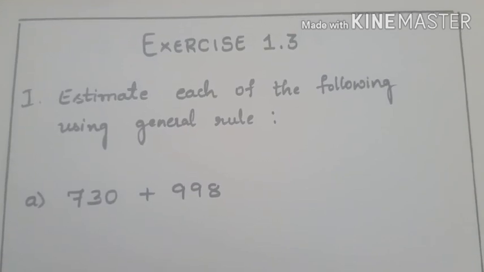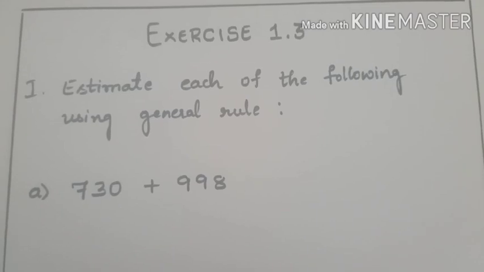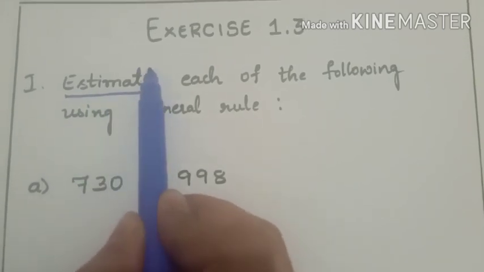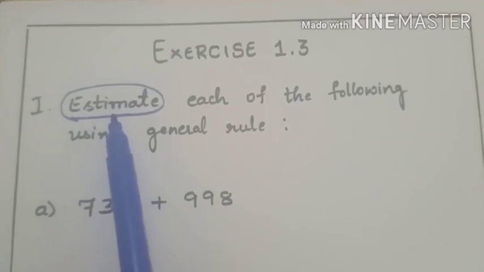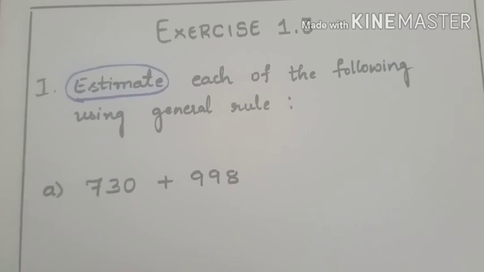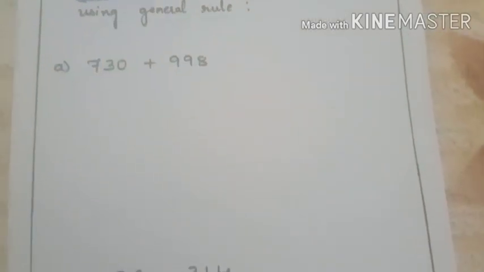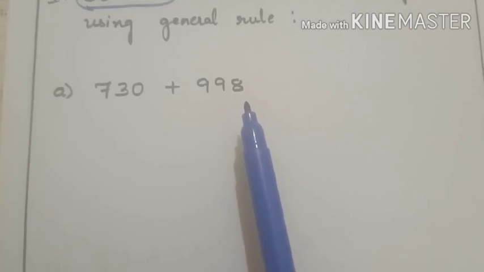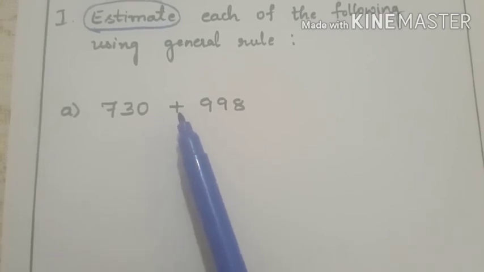In that, the first question is: estimate each of the following using the general rule. Can you notice the word estimate? That is what you have to do. Estimate means rounding off to the nearest place values. So let us begin to solve the questions one by one. Question A, 730 plus 999. You have to estimate these numbers and then add them.